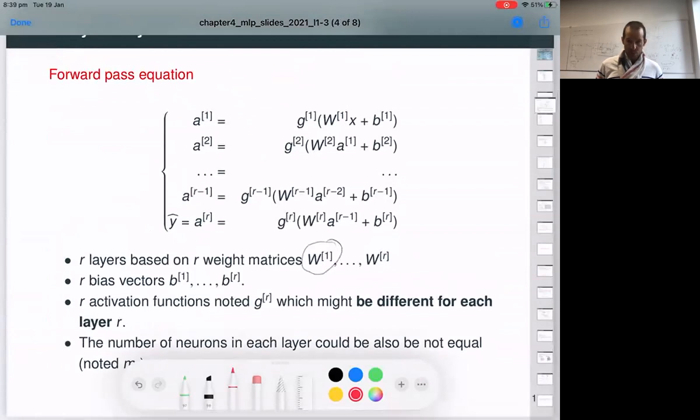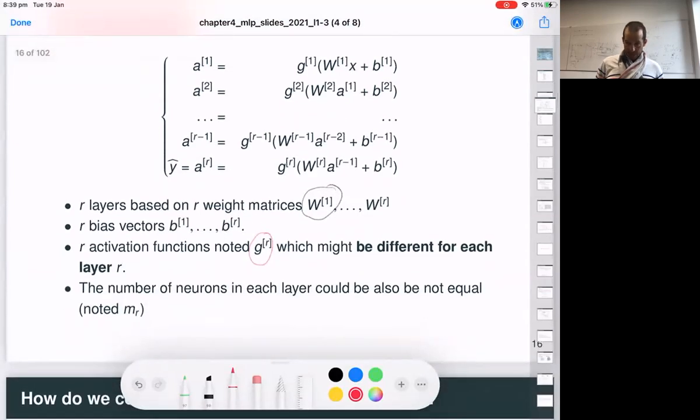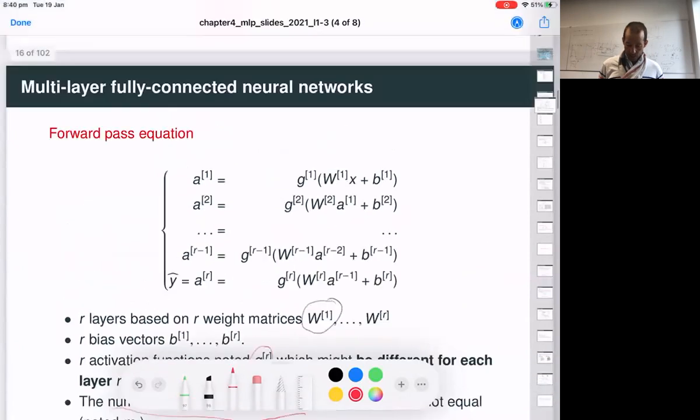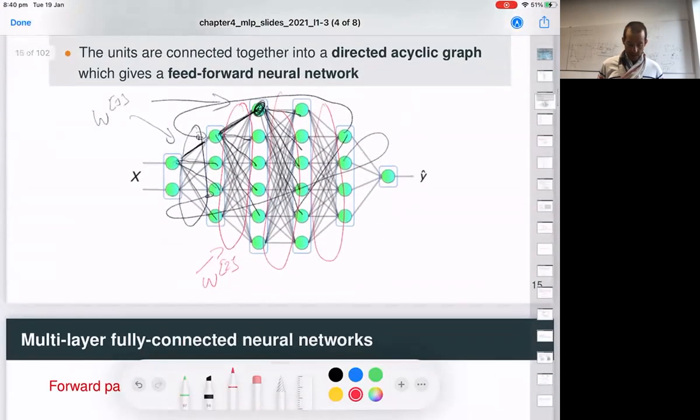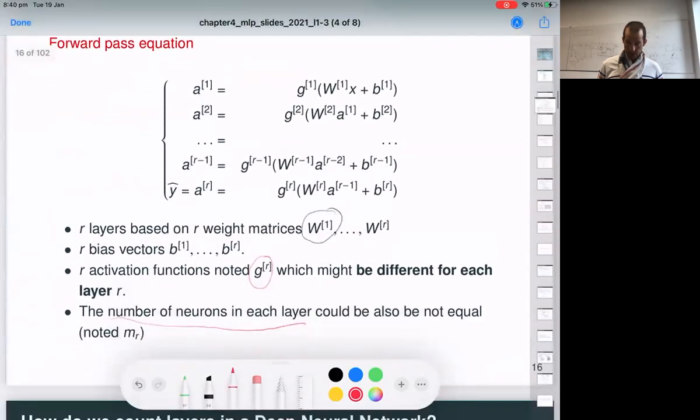The B corresponds to the bias, so it's also a vector, depending on the number of neurons. And I call this g_r the activation function at the layer r. And an important point, nobody asked, but I think the number of neurons in each layer could be different, not necessarily equal. In this example, the first layer had 4 neurons, this one had 6 neurons, and after 6, 4, and 1. So you have the forward equation.